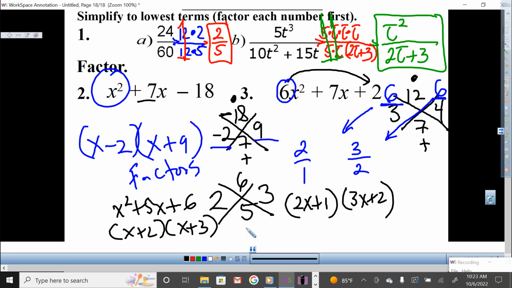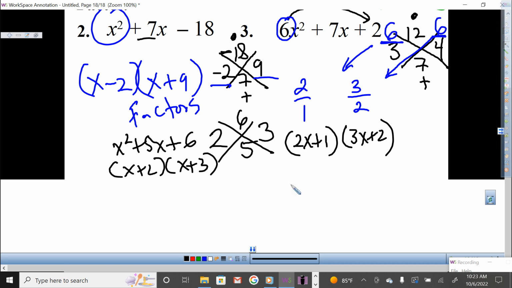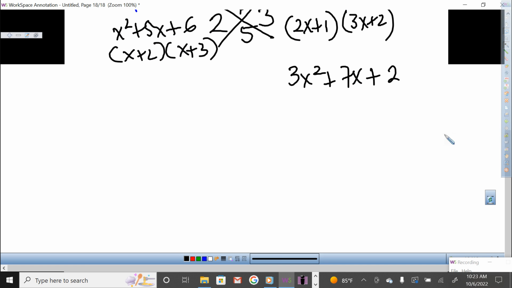Let's do another one of these just to make sure we got it. Here we go. Let's do 3x squared plus 7x plus 2. All right. What goes on top? 6. Bottom. Factors of 6 that add up to 7. 1 and 6. Okay. So then now we have this.